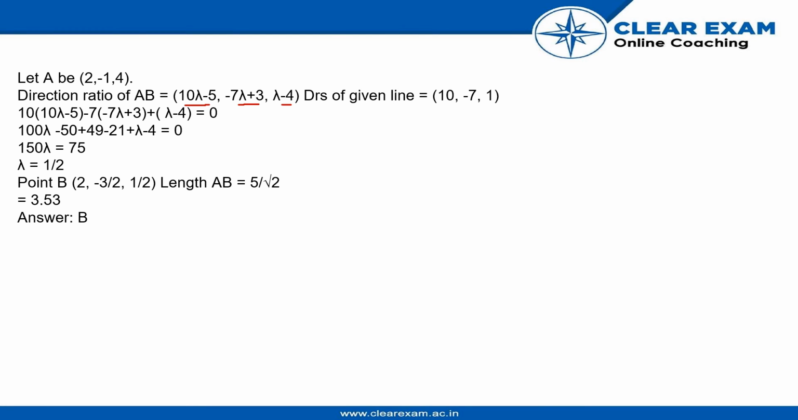We'll multiply 10 lambda - 5 by 10, and similarly -7 lambda + 3 by -7, and lambda - 4 by 1, and we'll equate this to 0. On solving this, we'll get the lambda value as 1 divided by 2.